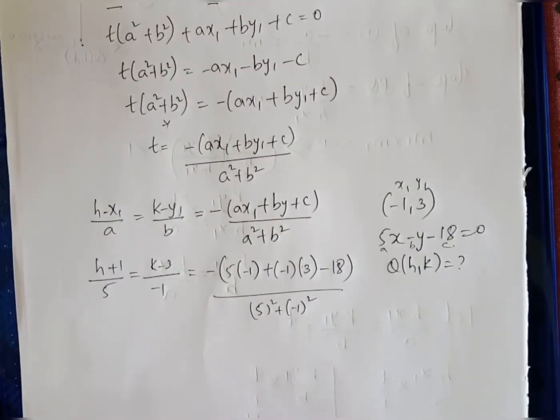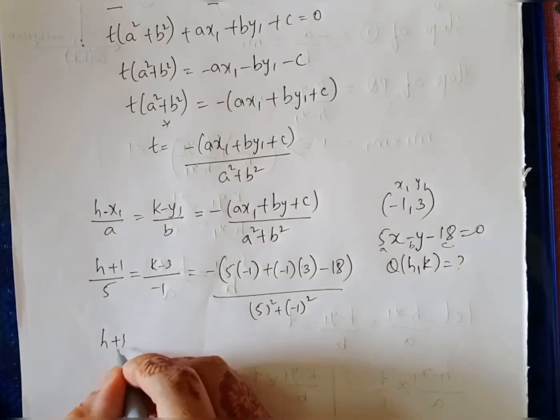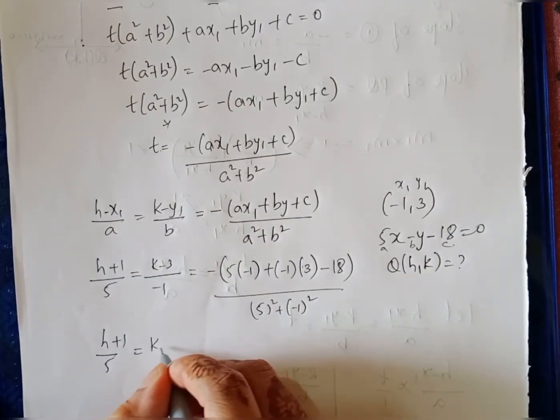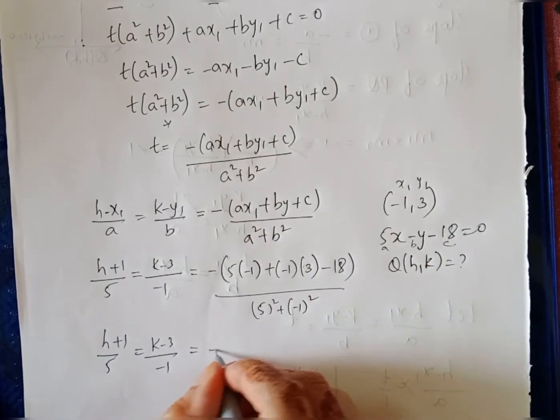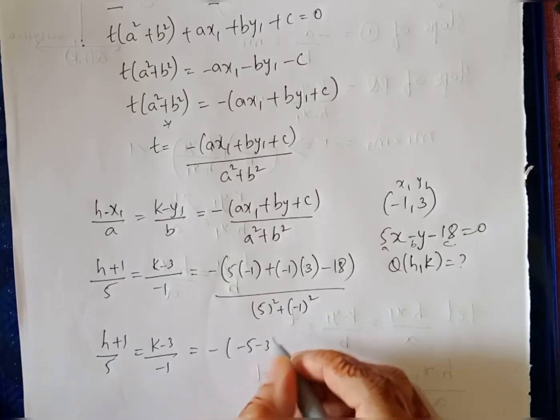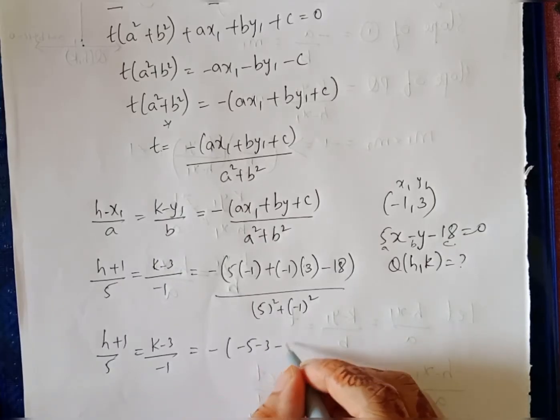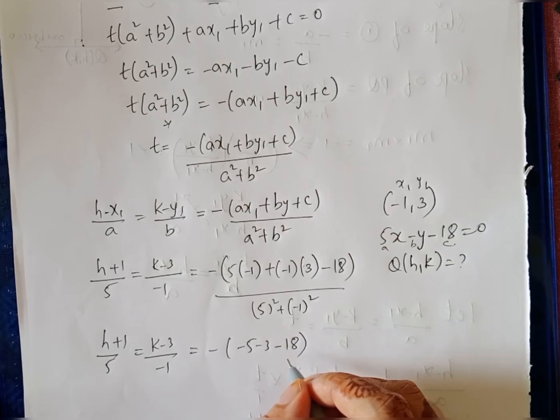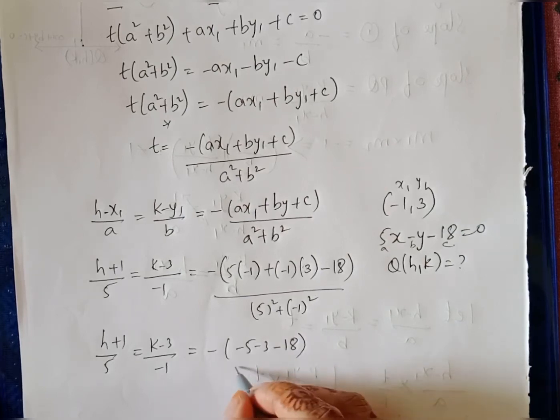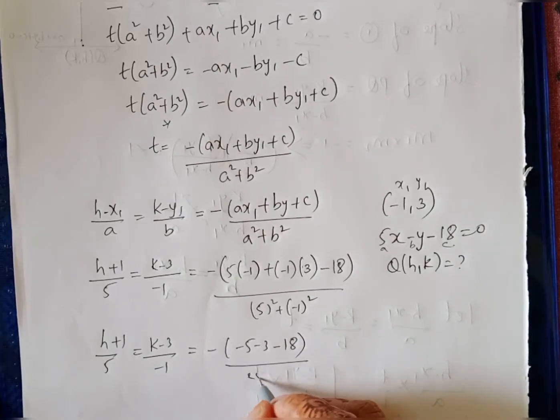So it is (h + 1)/5 equals (k - 3)/(-1) equals -(-5 - 3 - 18)/(25 + 1).